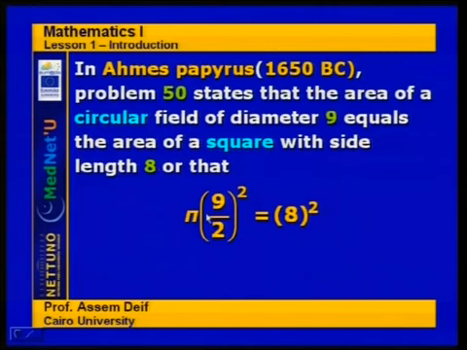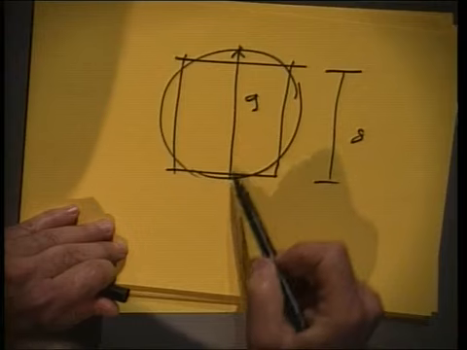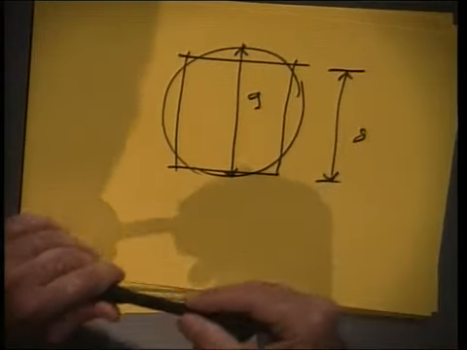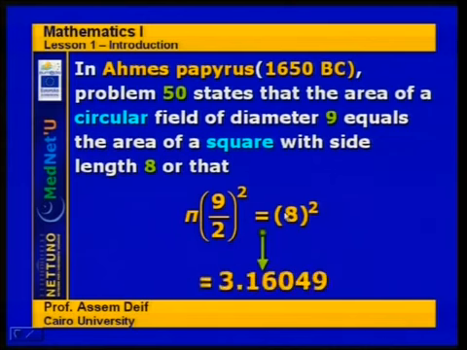In other words, here, for example, if this is equal to 8 and the diameter here is equal to 9, since the diameter of the circle is equal to 9 and this is equal to 8, you get this equation here, that pi times radius squared is equal to 8 squared, wherefrom you reach pi equal to 3.16. In fact, this is not really a very accurate result because the Babylonians knew other results, but the Egyptians were able to use some primitive way to reach some kind of approximation to pi.